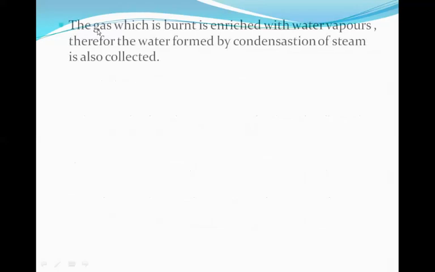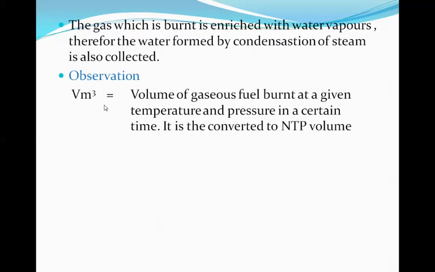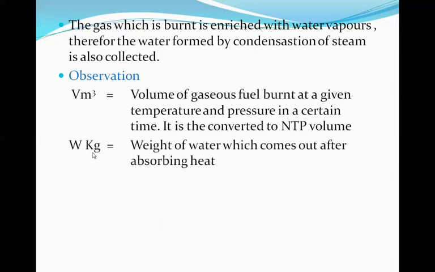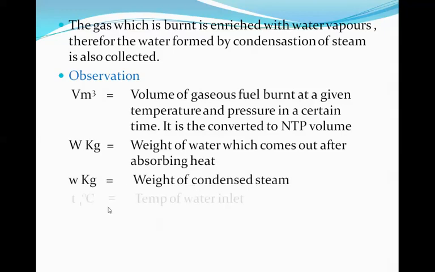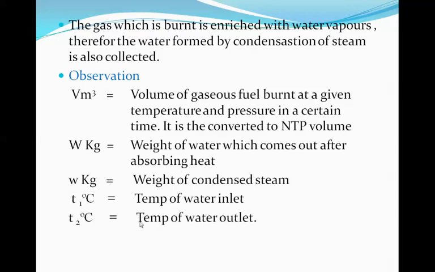Now, also, the gas which is burnt is enriched with water vapors, therefore, the water formed by condensation of steam is also collected. We have the following observations. Let V meter cube be the volume of the gaseous fuel which is burnt at a given temperature and pressure in a certain time. It is converted to normal temperature and pressure volume. Then capital W kg is the weight of the water which comes out after absorbing heat. Small w kg is the weight of the condensed steam. Let T1 degree centigrade be the temperature of the water inlet, and T2 degree centigrade be the temperature of the water outlet.